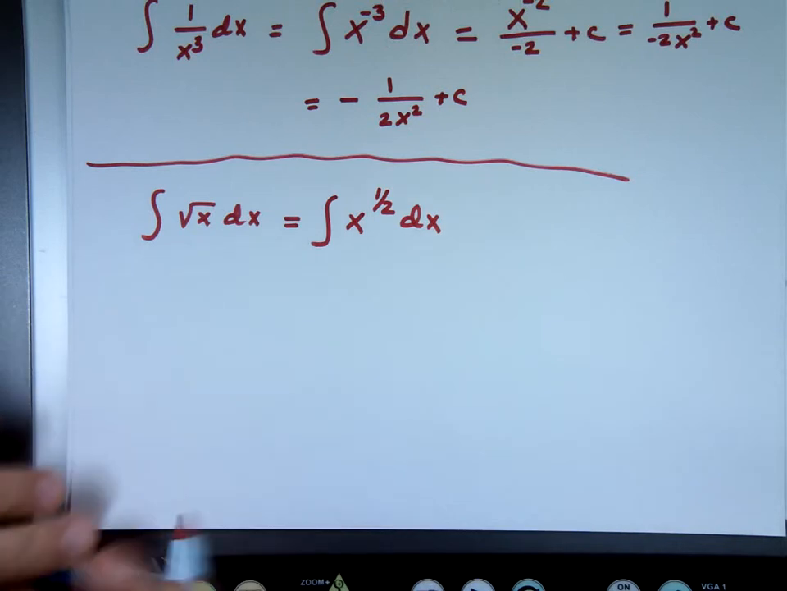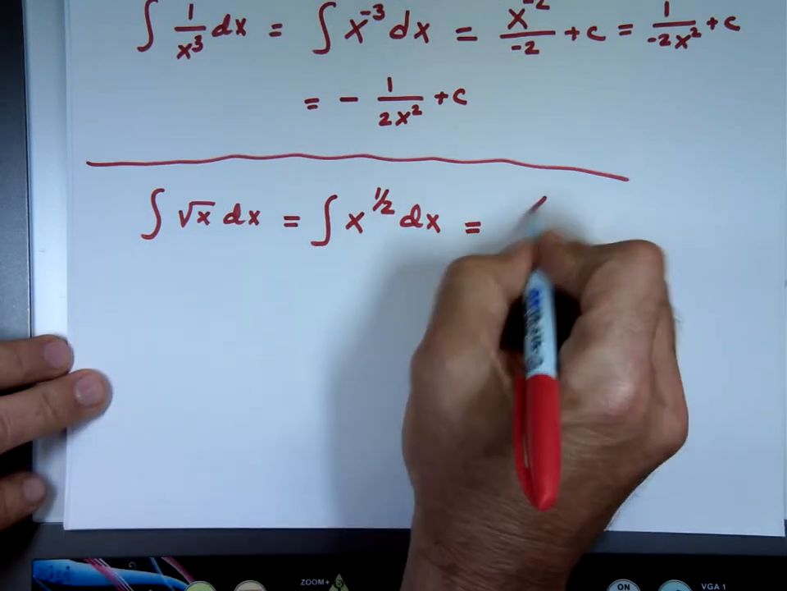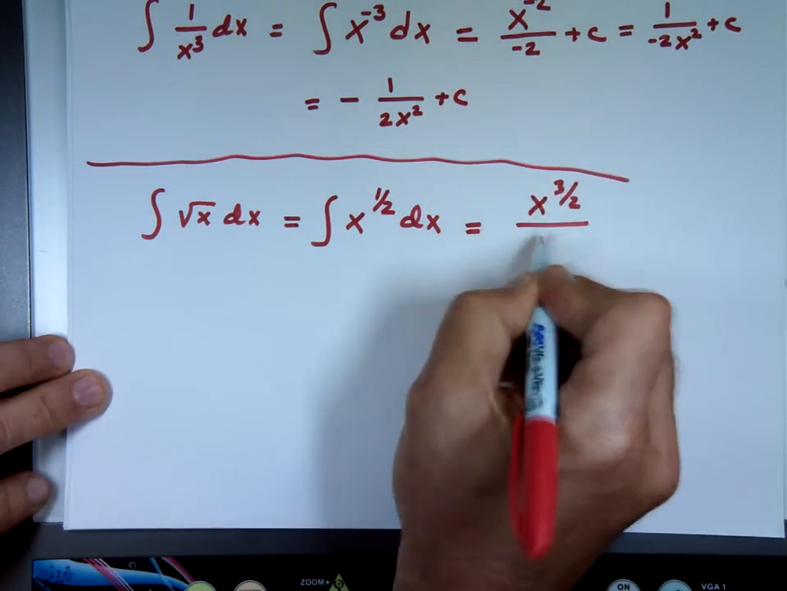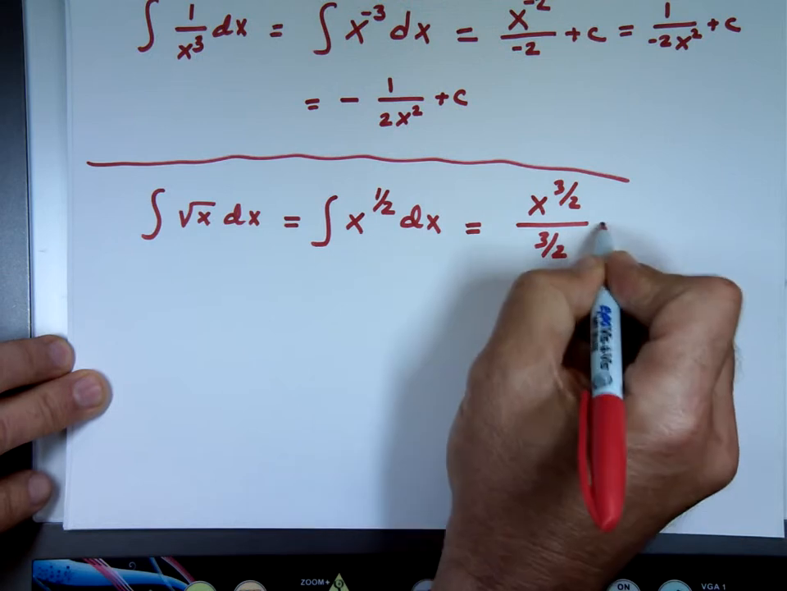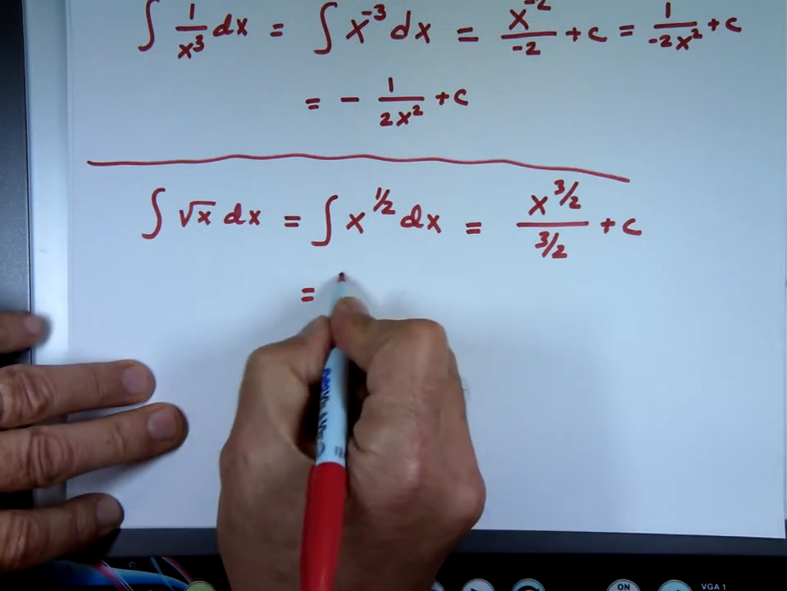So now you add 1 to the power. 1 half plus 1 is what? 3 halves, and you divide by what? 3 halves. And don't forget to add again the c. Dividing by 3 halves is the same as multiplying by 2/3.